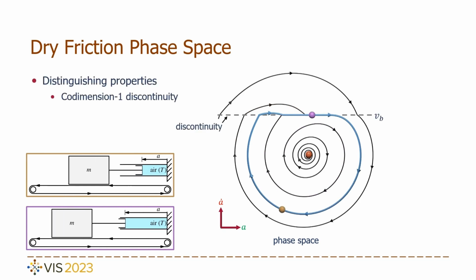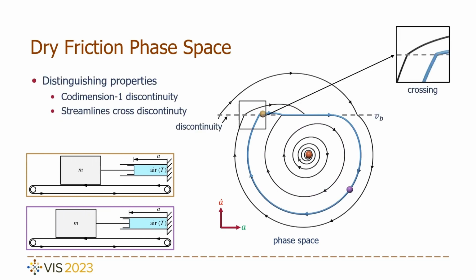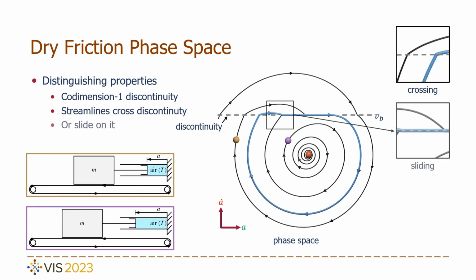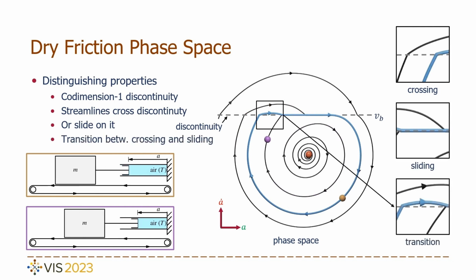Visibly, it involves a discontinuity. Streamlines can cross the discontinuity or slide on it. Furthermore, there is a region of transition between sliding and crossing.